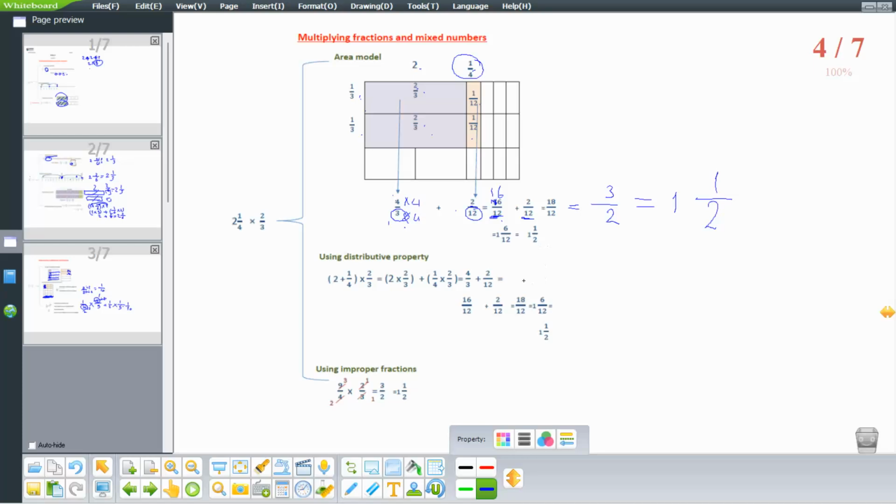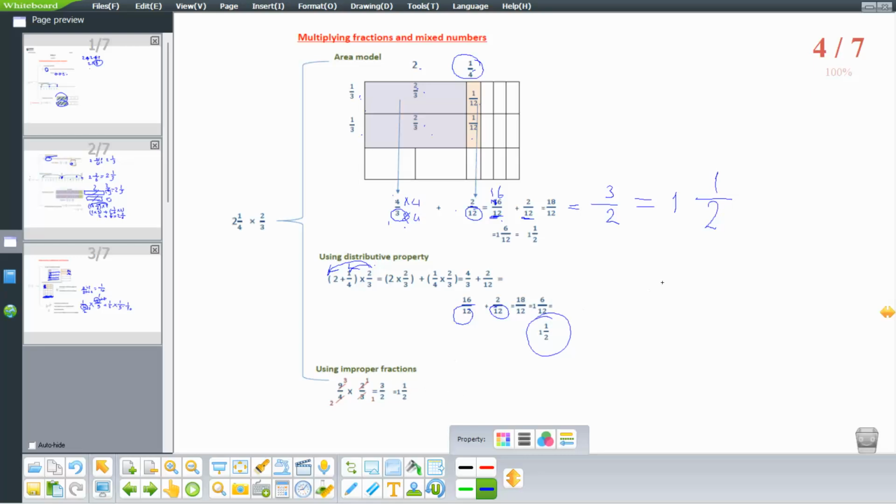Using the distributive property, we know that 2 and a quarter means 2 plus 1 over 4, times 2 over 3. In distribution, we get 2 times 2 over 3 plus 1 over 4 times 2 over 3. 2 times 2 will be 4 over 3 plus 1 times 2 is 2, and 4 times 3 is 12. So it will be 4 over 3 plus 2 over 12. Common denominator 12, and it will be 16 plus 2 equals 18 over 12 equals 1.5.